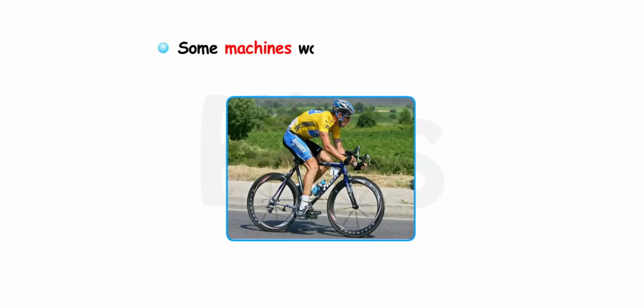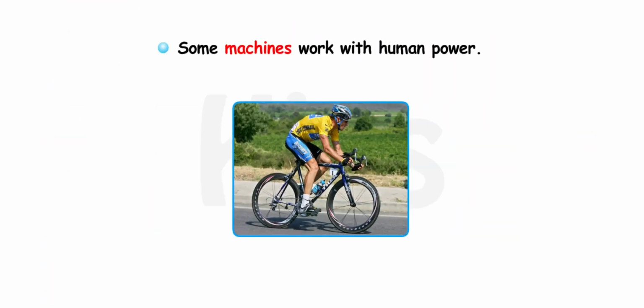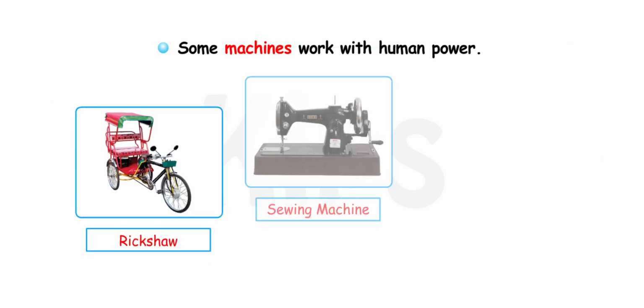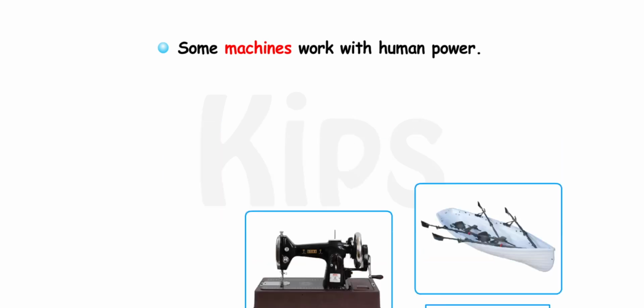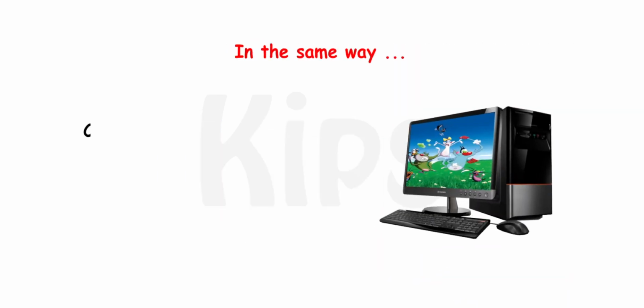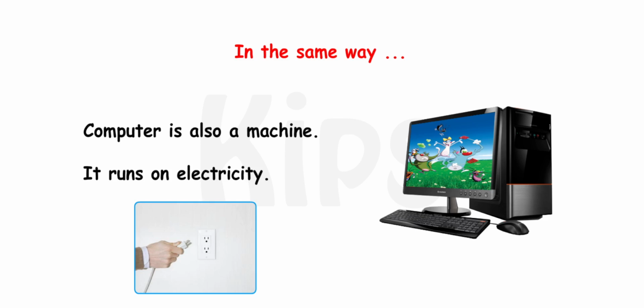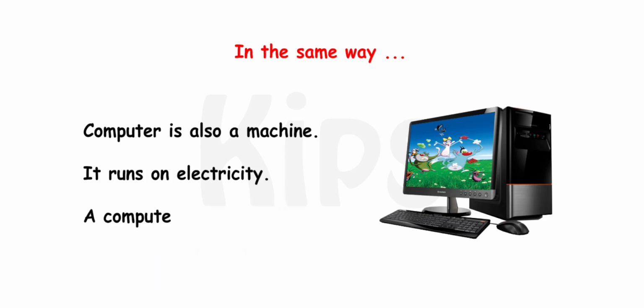Some machines work with human power. For example, rickshaw, sewing machine, and boat. In the same way, computer is also a machine. It runs on electricity. A computer can do many things. So students, let us see what does a computer do.